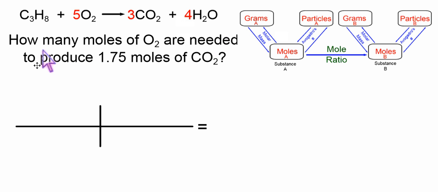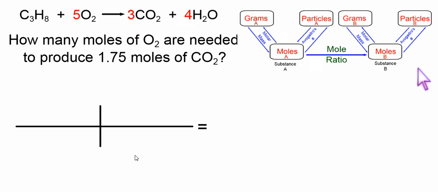Okay, so here's my first problem. How many moles of O2 are needed to produce 1.75 moles of CO2? So how many moles of this do I need if I made that 1.75 moles of CO2? So I have moles of one compound, as you see on my flow chart, and I want to know moles of another. So moles of one to moles of another is simply a one-step problem.